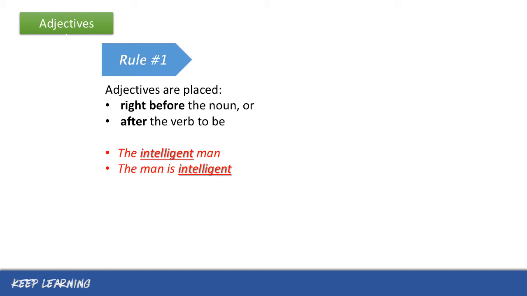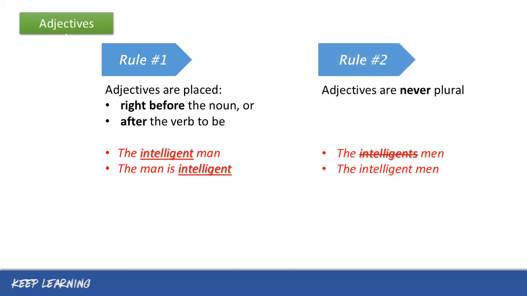Also, you have to say the man is intelligent, right? After the verb to be. Very simple thing. In the first one you're saying el hombre inteligente, and in the second one you're saying el hombre es inteligente. So those are two different things.